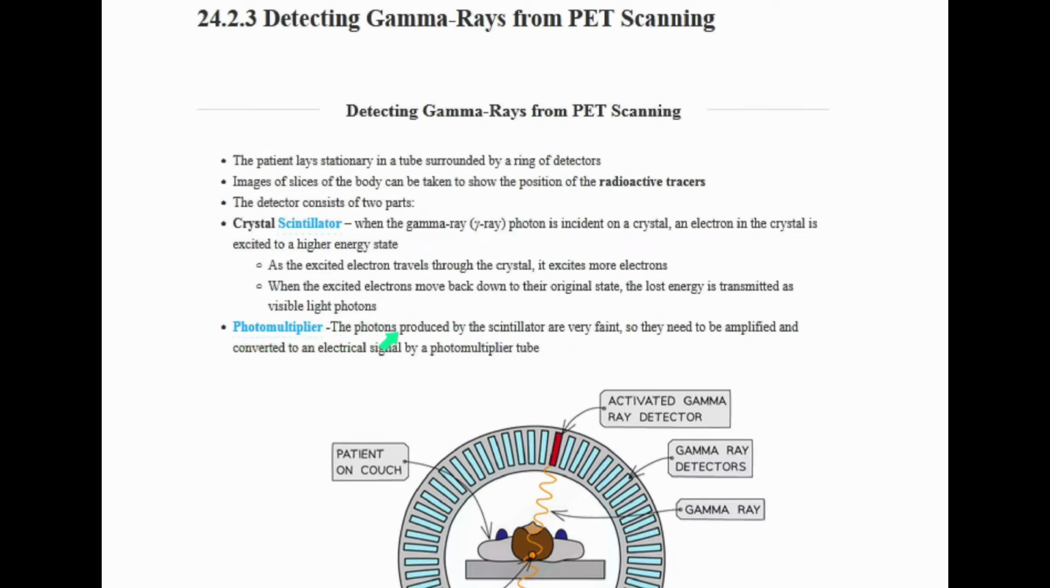The photons produced by the scintillator are very faint. That means the visible light is very faint. So they need to be amplified and converted to an electrical signal by a photomultiplier tube. So this is like an amplifier, which makes the signal stronger. Okay, so settle for this page.